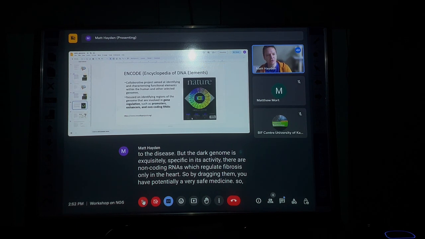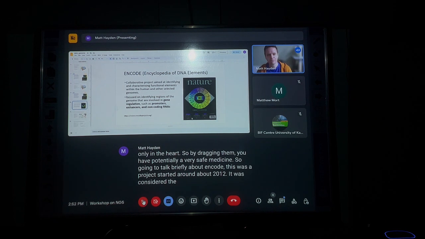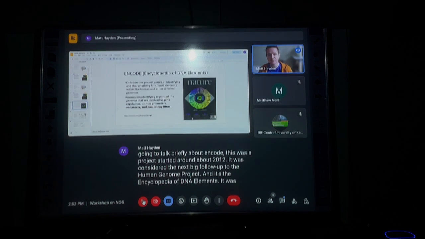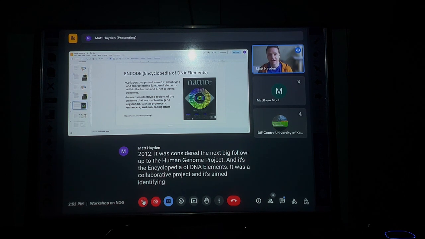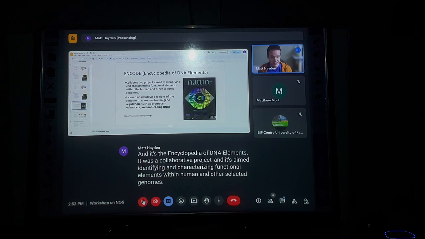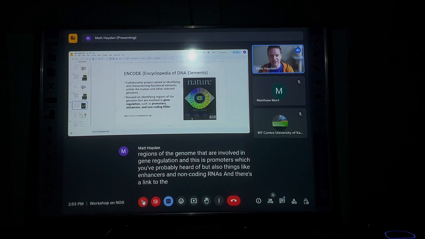So, going to talk briefly about ENCODE. This was a project started around about 2012. It was considered the next big follow-up to the Human Genome Project. And it's the Encyclopedia of DNA Elements. It was a collaborative project aimed at identifying and characterizing functional elements within human and other selected genomes. Now, it focused on regions of the genome that are involved in gene regulation. This is promoters, which you've probably heard of, but also things like enhancers and non-coding RNAs. And there's a link to the project main site there.